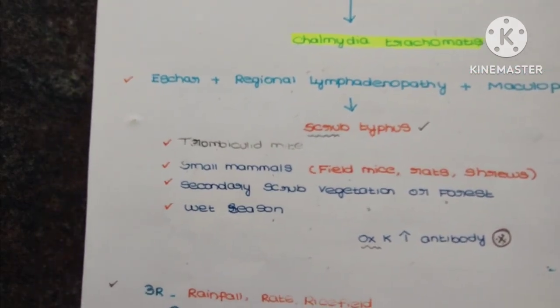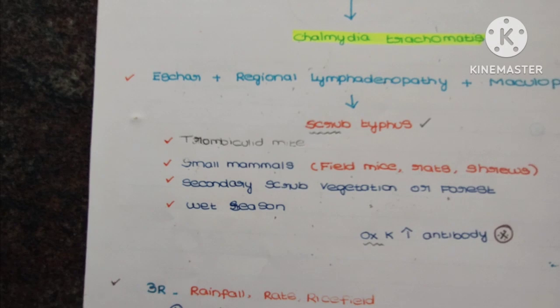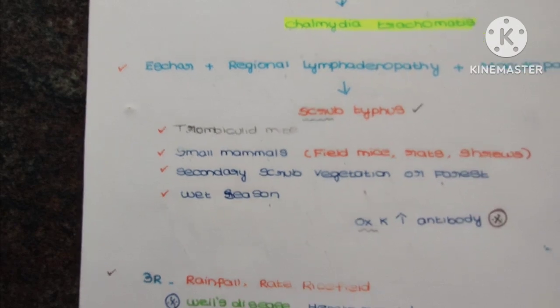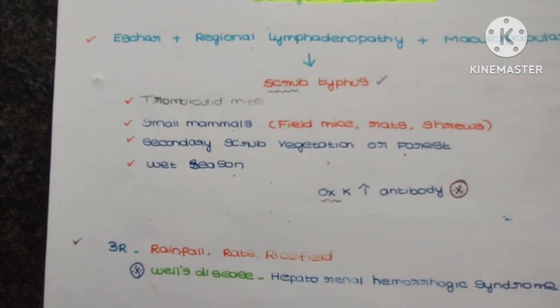So next, this is very easy, I think. The 3 R's: rainfall, rat, and rice field, and Weil's disease, that is the hepatorenal hemorrhagic syndrome. So the answer is obvious: rainfall, rat, rice field, it is leptospirosis. There is a criteria also.